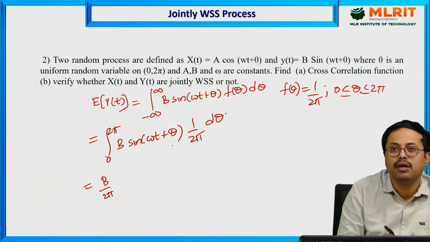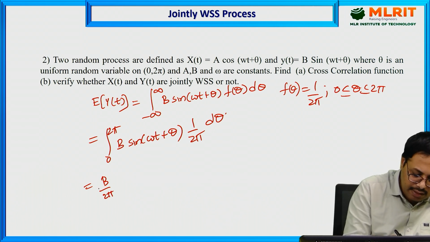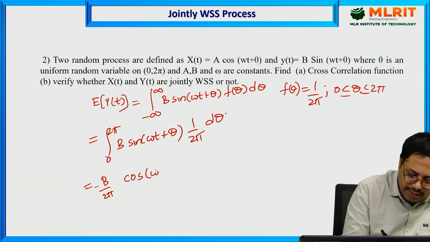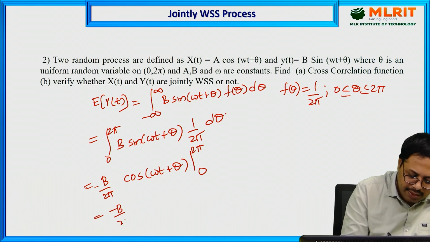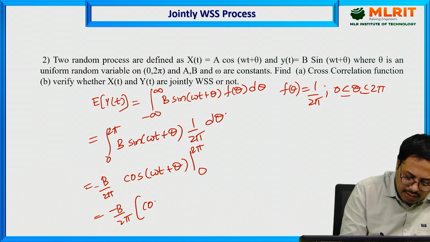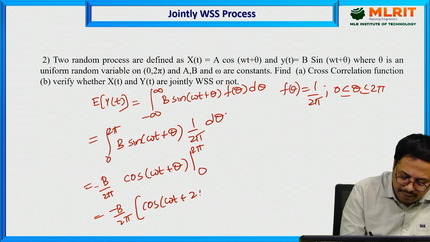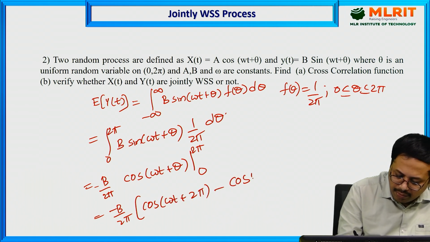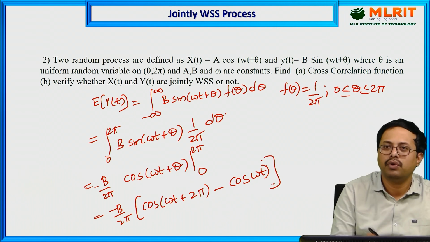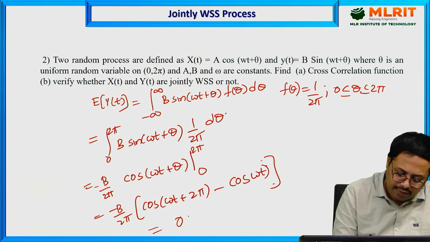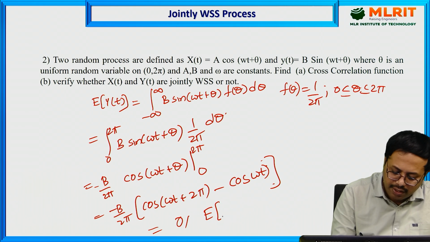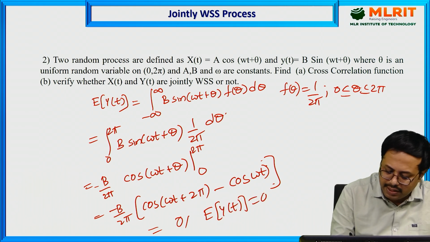Then the integration of sine gives minus cos(omega t plus theta). Here you change the interval 0 to 2 pi. Then what you are going to get: minus B by 2 pi [cos(omega t plus 2 pi) minus cos(omega t)]. Here cos and sine both repeat every 2 pi cycle. Then here also the result is 0 itself. Then expectation of y of t is equal to 0, which is constant.